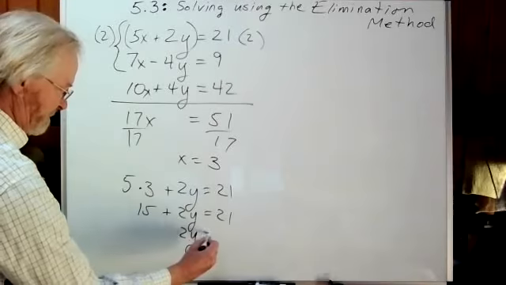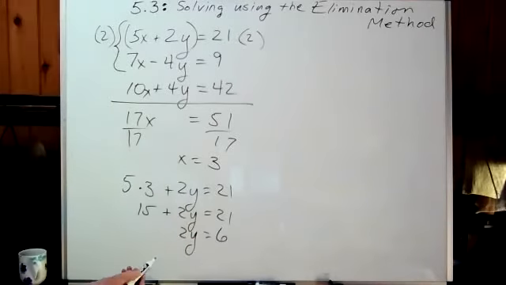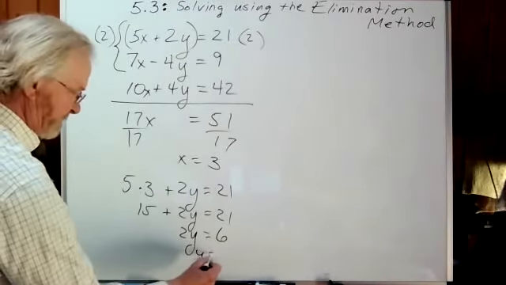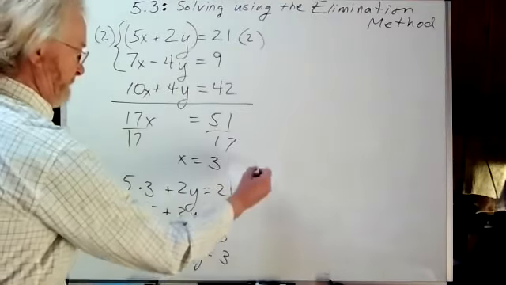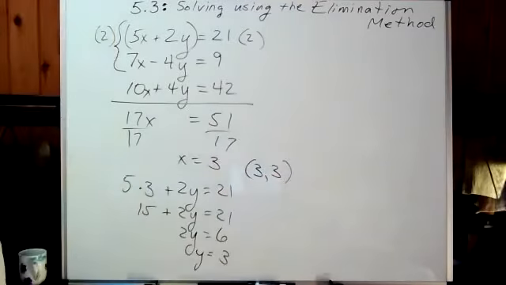Subtract the 15, right? What do we get there? 6. Divide by the 2. Well, it just so happened, x and y, I got the same values.